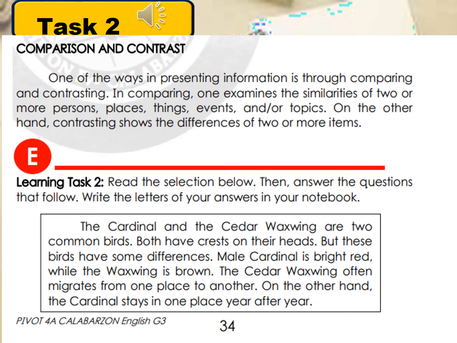The cardinal and the cedar waxwing are two common birds. Both have crests on their heads, but these birds have some differences. Male cardinal is bright red, while the waxwing is brown. The cedar waxwing often migrates from one place to another. On the other hand, the cardinal stays in one place year after year.